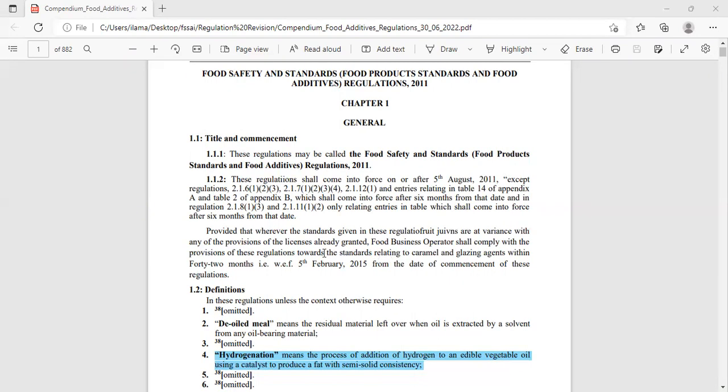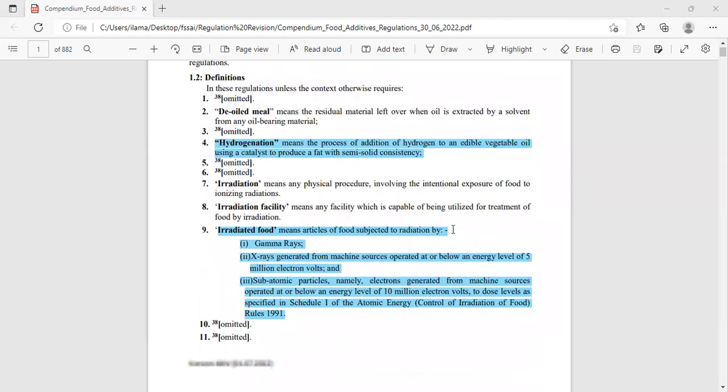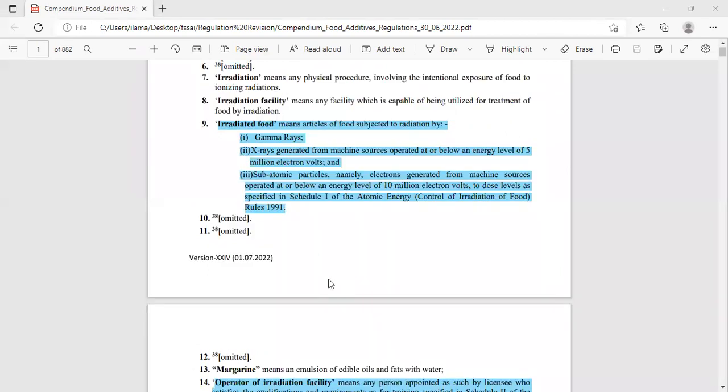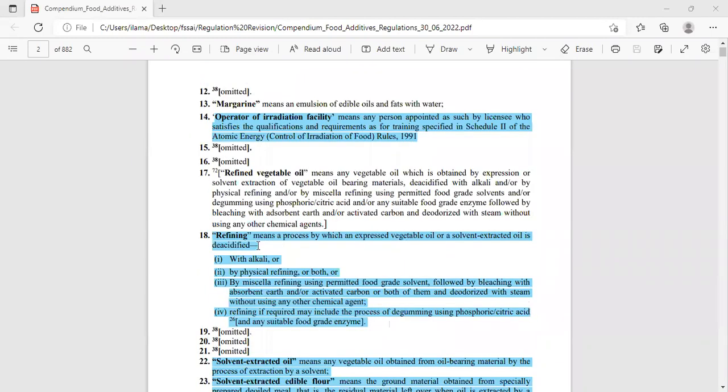So go through the definitions, what is hydration, and irradiated food means if we are subjecting the food to gamma rays or x-rays, and then note the Atomic Energy (Control of Irradiation) Rules, 1991. And radiation operator of the irradiation facility means a person who has to get a license under this rule, 1991. And please go through the refining definitions.